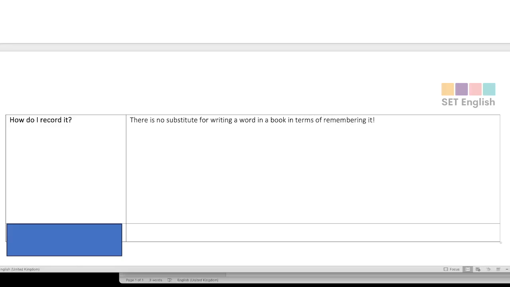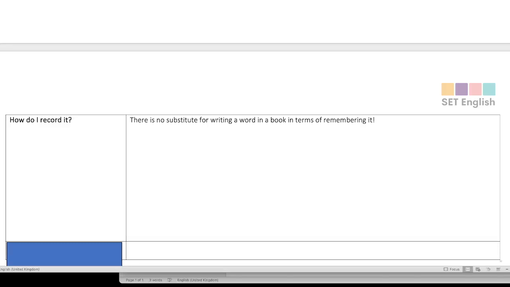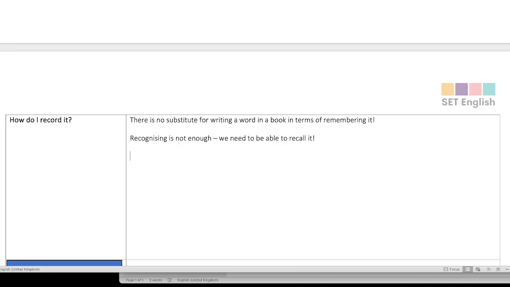There's just no substitute. Write it down and you'll think about it more. If it's written down, you'll see it again. If you don't, if you just think, oh, that's an interesting word, and just try and remember it, then you won't recall it. Okay, you might recognize it if you see it again, but we're not talking about just recognizing. Recognizing is not enough. We need to be able to recall it. Okay, we need to bring it up whenever we need it.